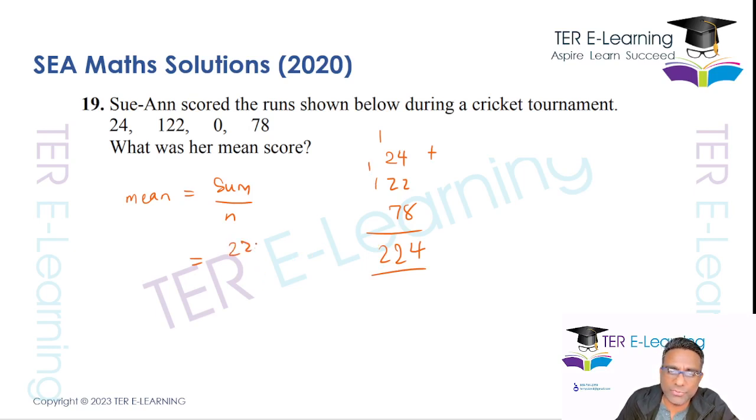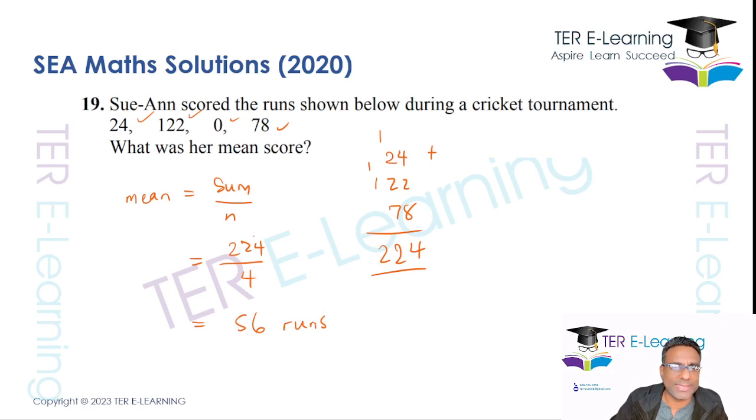So this is 224. And then we have to divide by the number of, in this case, matches, I guess. Now, please remember, even though this is 0, you have to count it as a match. So 1, 2, 3, 4, you must divide it by 4, right? So in this case, when I divide this, 4 can go into 22 5 times. Remainder 2, so we have 24, so this is going to be 6, right? So our mean here will be 56 runs, right?